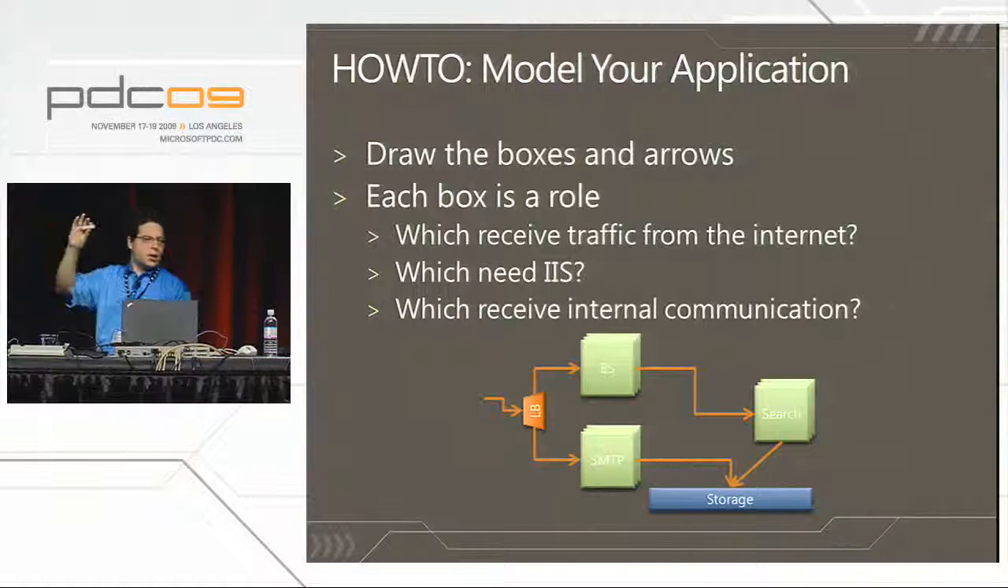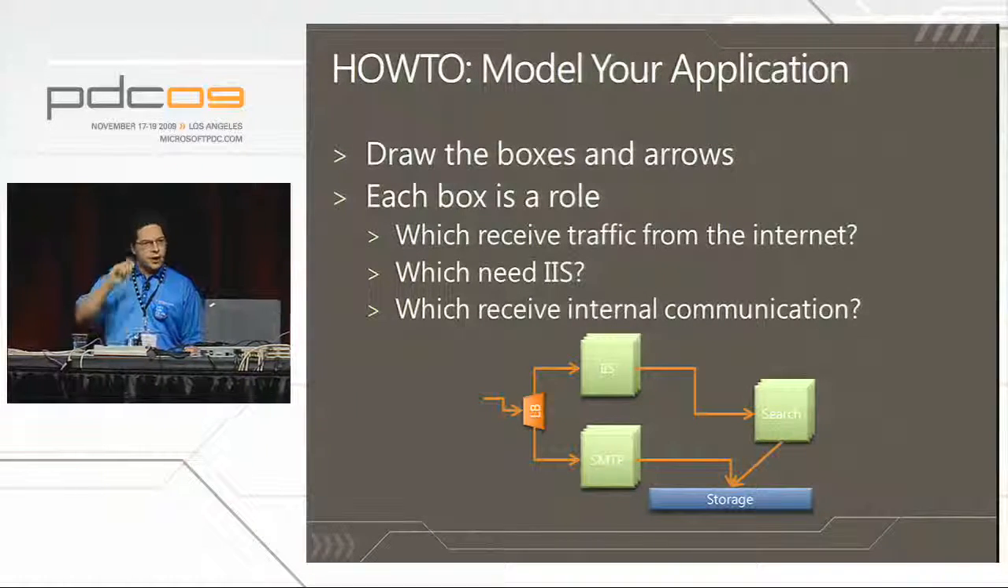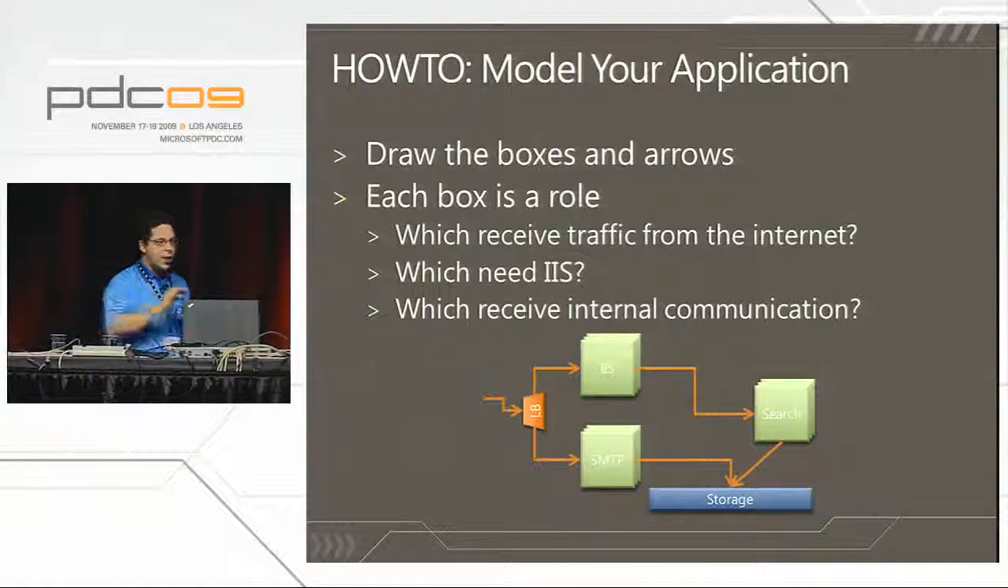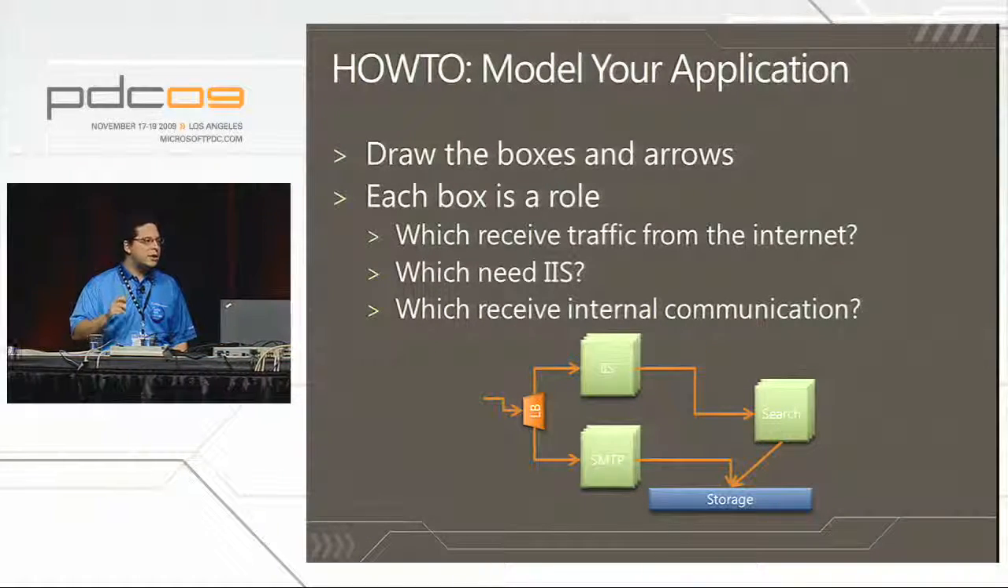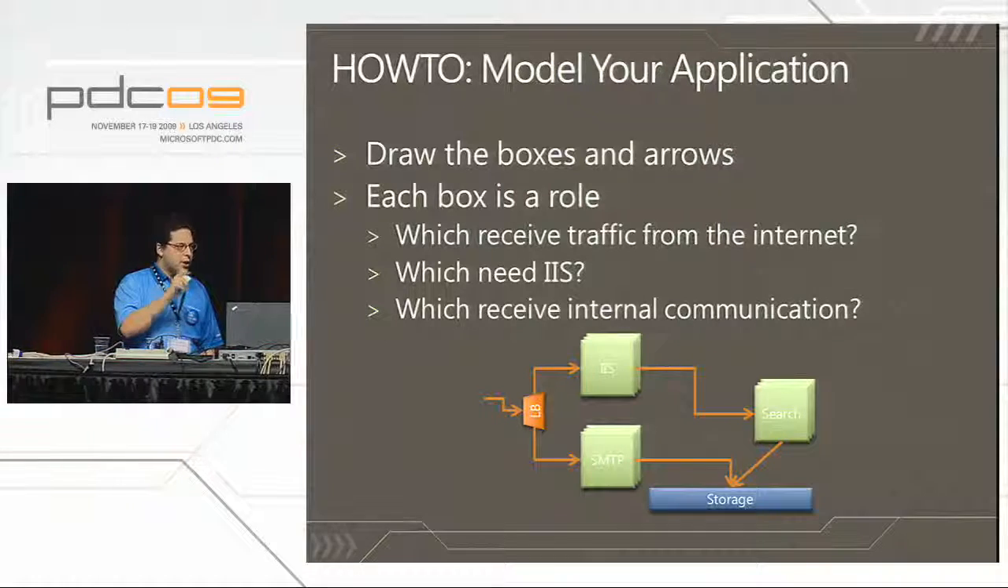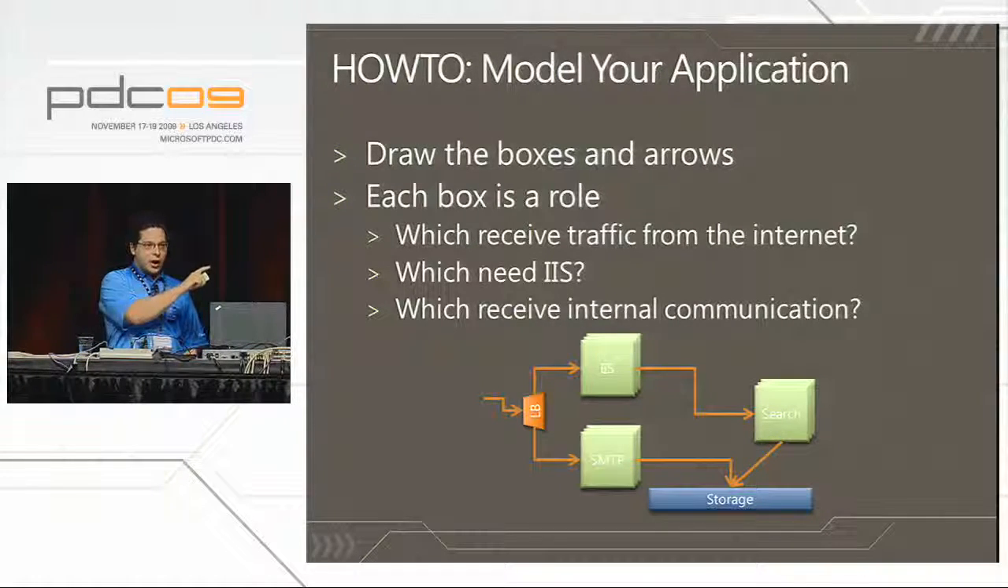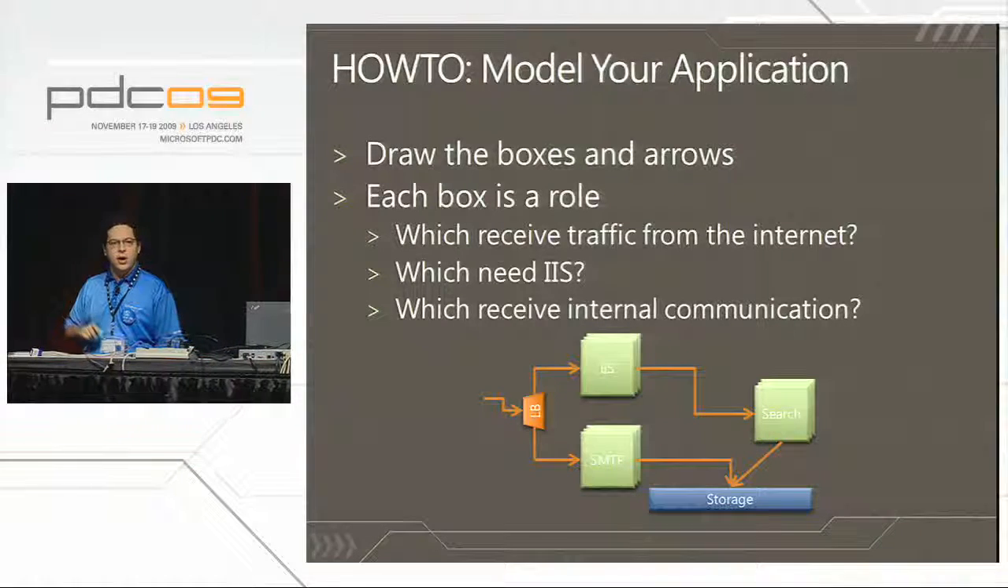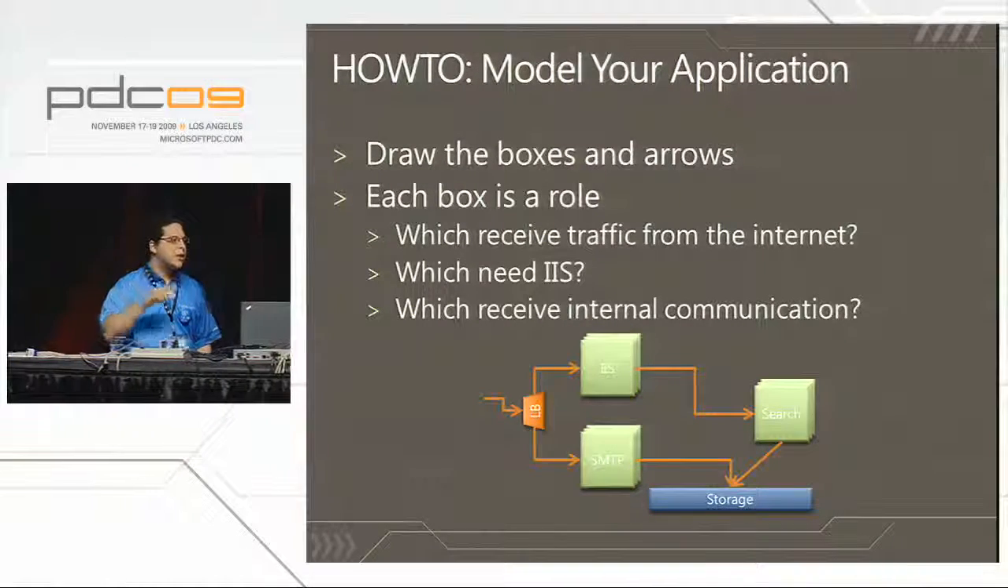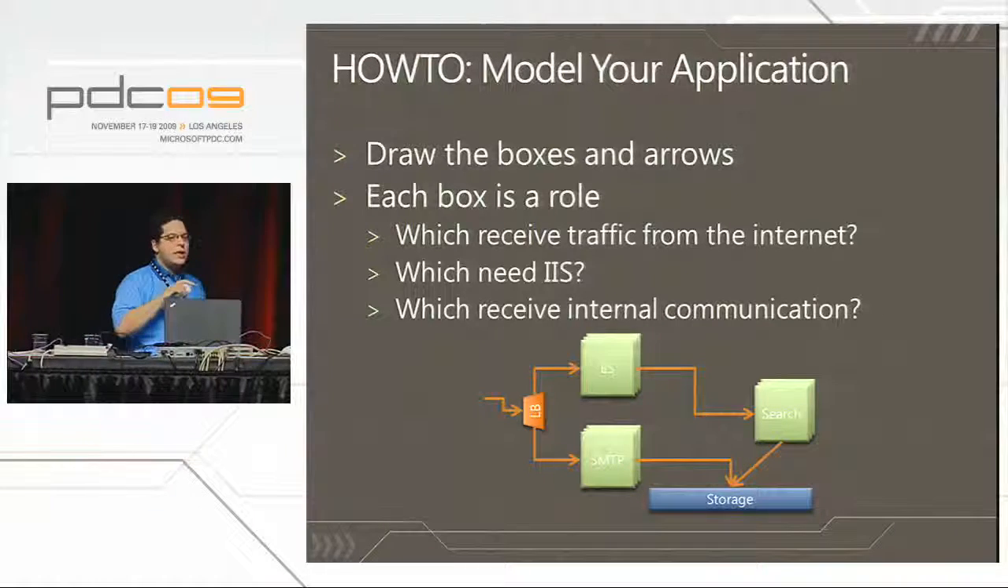General advice for modeling your application, because the world is getting more complex, the models are getting more complex: draw boxes and arrows and answer a few questions. Which one of these different roles needs to receive internet traffic? So which one needs a load balancer and traffic routed to it? Which of them talk to which other ones? And which ones need IIS?